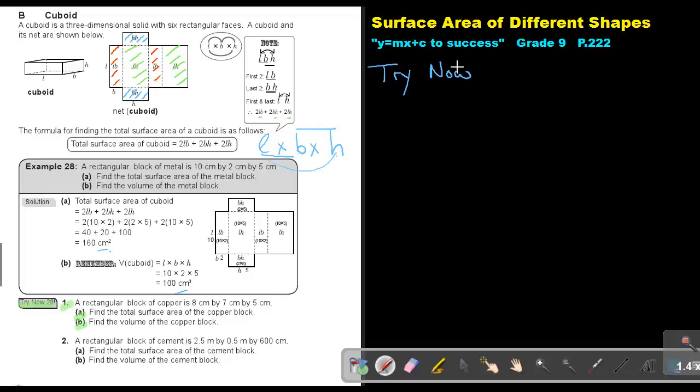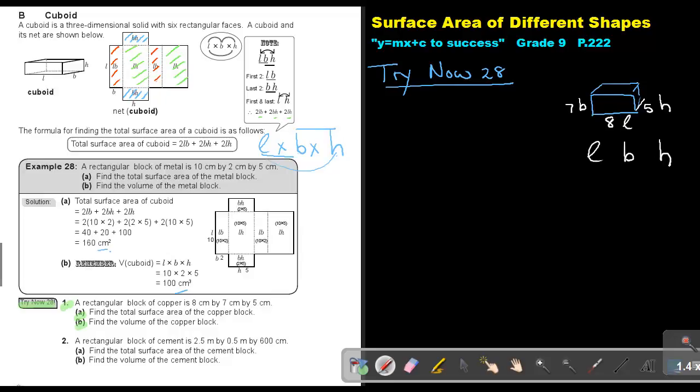Okay, let's start. Try Now 28. Now, if I look at this one, the rectangular block of copper is this. Basically, I can even make a picture to help me. It's not so accurate, but more or less. So this, I can take as my length, this is my breadth, and this one to the back as 5 as my height. Remember, if I say the total surface area, there's a length, there's a breadth, and there's a height.